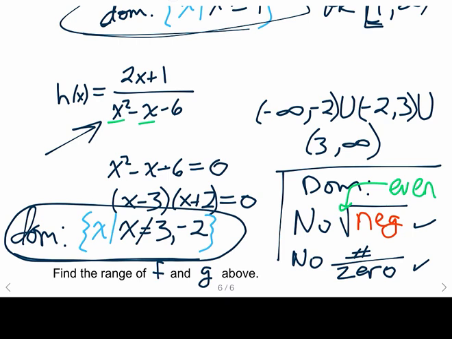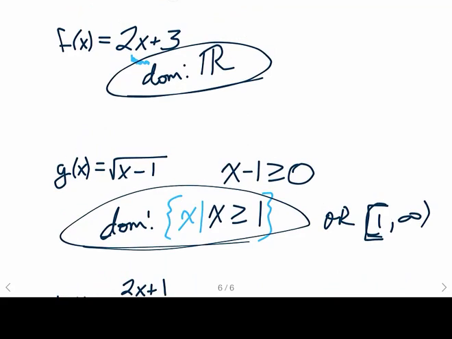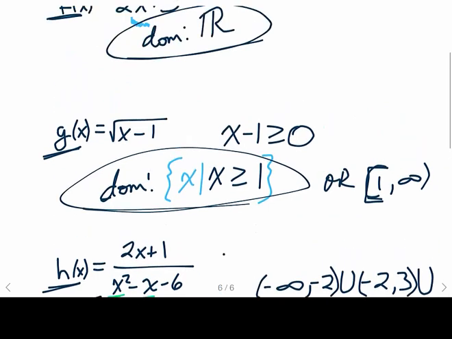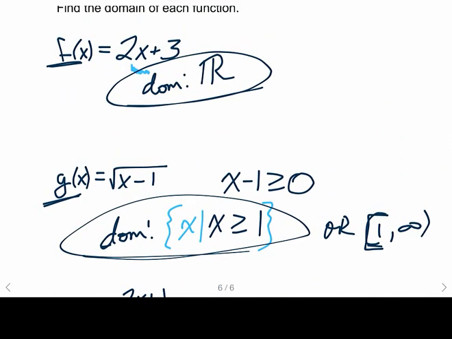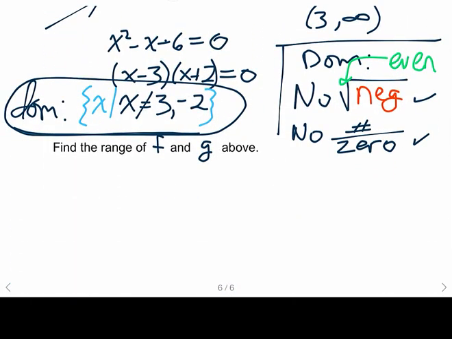Finally, we have directions here to find the range of f and g above. And what I skipped right past is, you notice the first function we called f, the second function we called g, the third function we called h, and it's like children, you name them different names so you can tell them apart. The range of f of x equals 2x plus 3. Let me rewrite that down here. In fact, let me rewrite both of them.